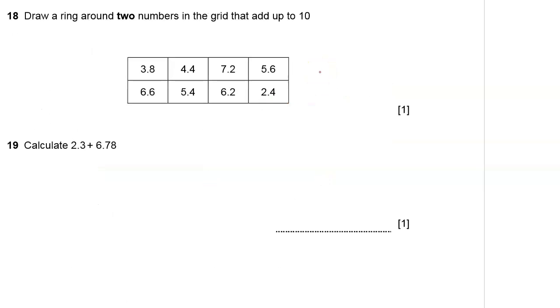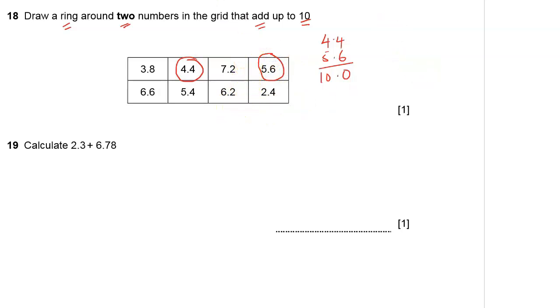Number 18. Draw a ring around 2 numbers in the grid that add up to 10. Okay, the grid is this table here. So you choose 2 numbers, and when you sum them up, you are supposed to get 10. I'll choose 4.4 and 5.6. When I add these two, I'll get 10. So I'm supposed to draw a ring, so I draw a ring around that number and this other number right here.